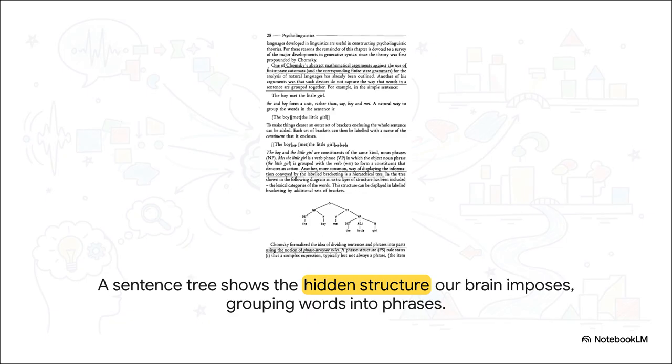When you read a sentence like "the boy met the little girl," you don't just see 7 separate words in a row. No way. Your brain, in a flash, groups them into these meaningful chunks. The boy becomes a unit, a noun phrase. Met the little girl becomes another unit, a verb phrase. And this all happens without you even trying, all thanks to that secret grammar hardwired into your brain.